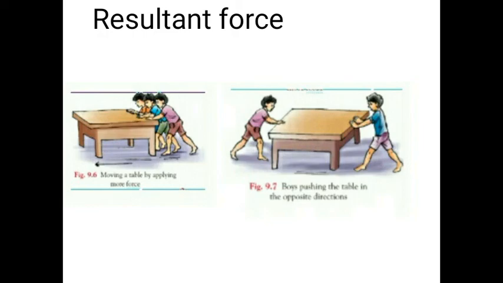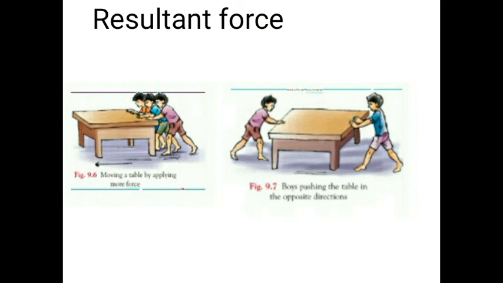In the second example, there is a table. There are two boys. One boy pushes the table from the left-hand side and one boy pushes the table from the right-hand side. So these two boys push the table in opposite directions. They apply force there but in opposite directions. So if the forces are applied in opposite directions on an object, then the resultant force will be the difference of the forces applied in opposite directions. So at that time, how much will be the total amount of force?